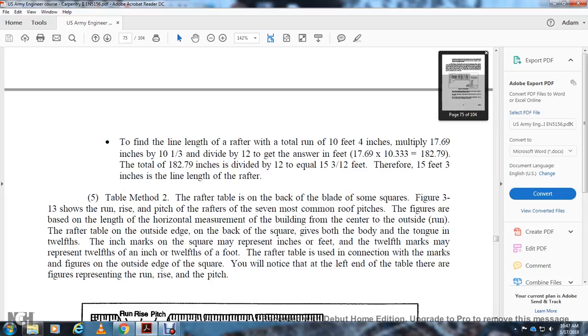Table 2 method. The rafter table on the back of the blade of the square. Figure 313 shows the rise and the run and the pitch of the rafter. Some of the most common roof pitch figures are based on the length of the horizontal measurement of the building, from the center outside of the run.